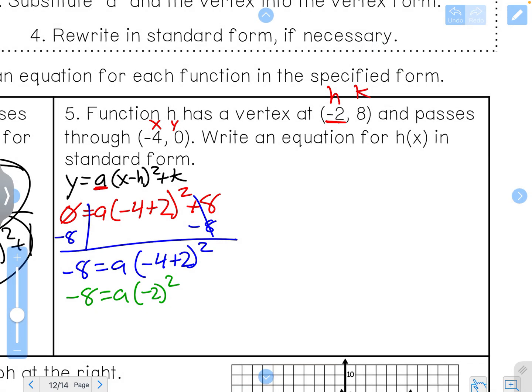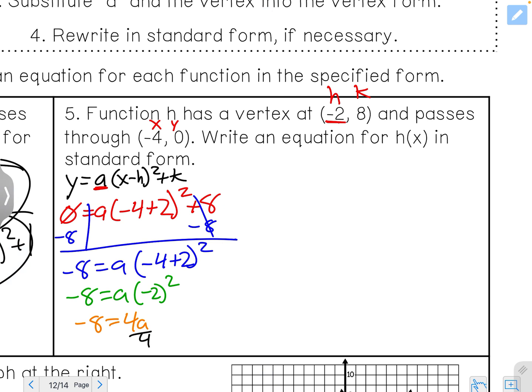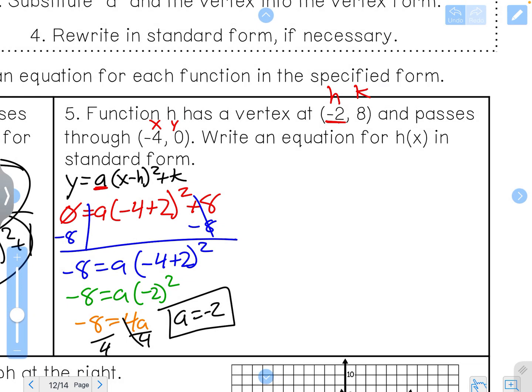A -2 times -2 is a +4. And I'm always going to put that number in front of the a, so that just makes the math a little bit simpler. I'm going to divide by 4, and a equals -2. So once we find that -2, we're going to write it. It wants us to write it in standard form. So we first have to write it in vertex form.